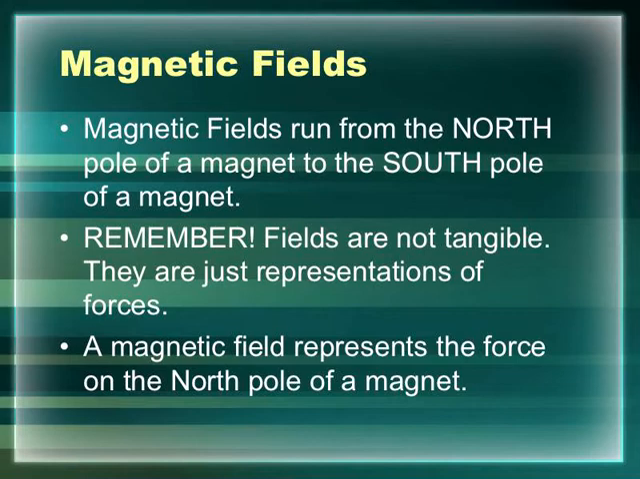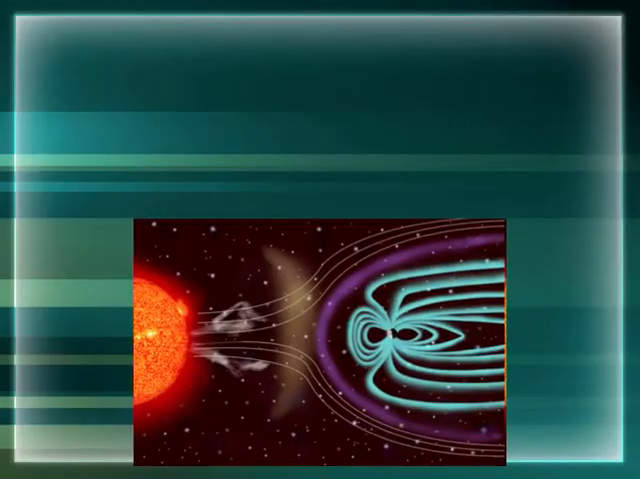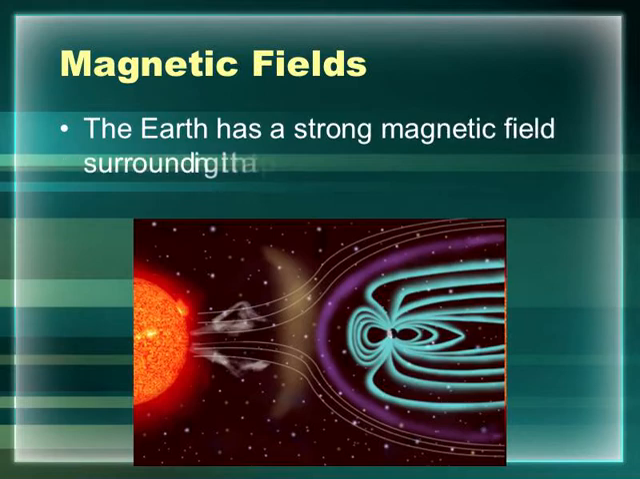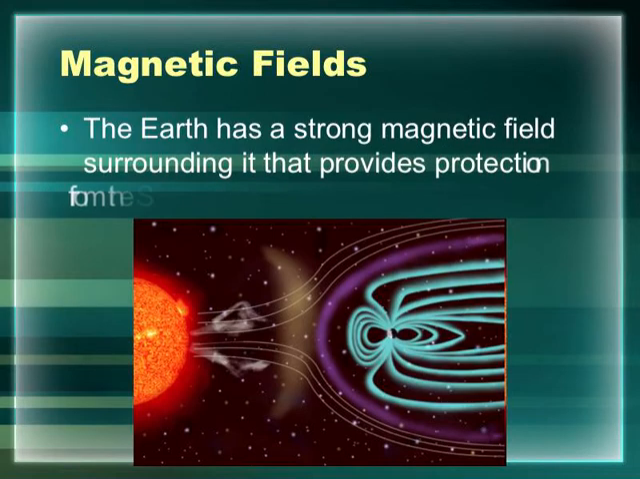Okay, so one of the more famous magnetic fields is the Earth's magnetic field. We should all be very thankful that we have it. The Earth has a pretty strong magnetic field surrounding it, and it extends many hundreds of miles around the Earth. We call that the magnetosphere, that region around the Earth that's inside of the magnetic field. And that magnetic field provides protection from the sun.